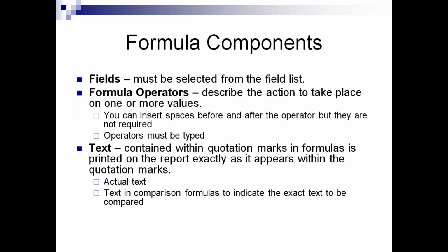The components of a formula. When you are setting a formula up, most of the time you'll be pulling a field from the field list. Now, the fields themselves, you can't just type in a field name. You have to select them from the field list within the report design. So by double click on them. And actually, as a tip, you can tell the difference between a field and something that you have manually typed in by the color. A field in a formula will be blue, while what you type in will be black.